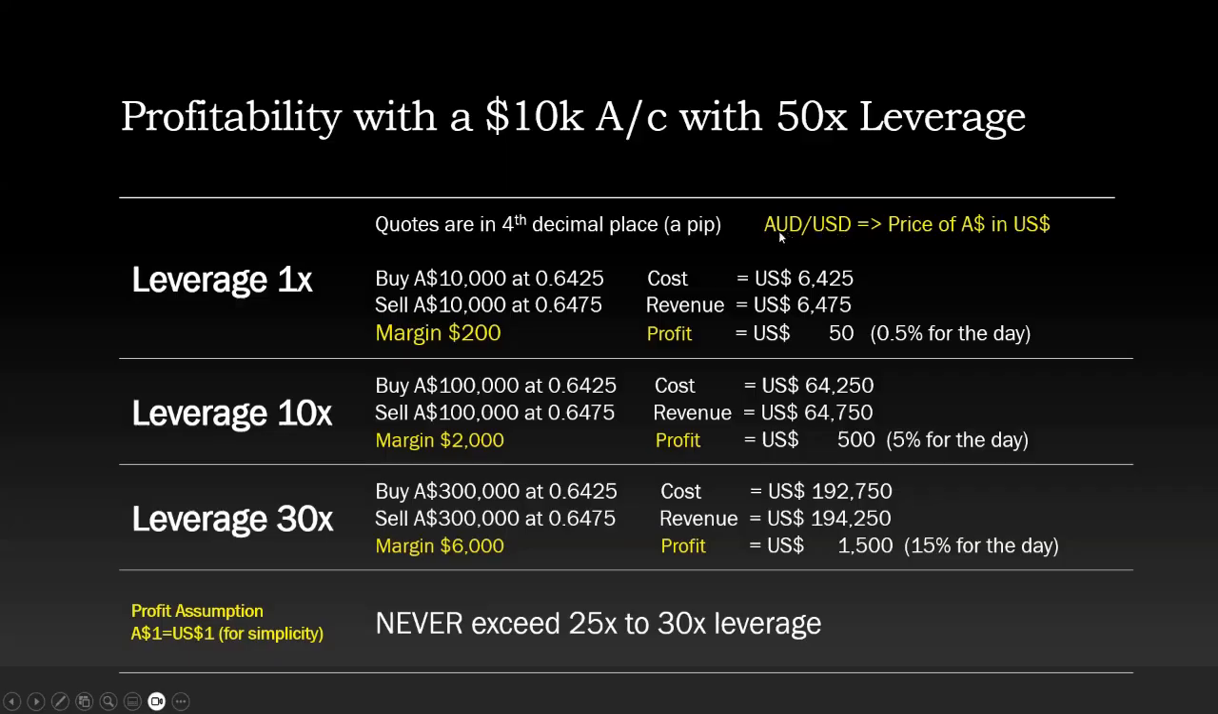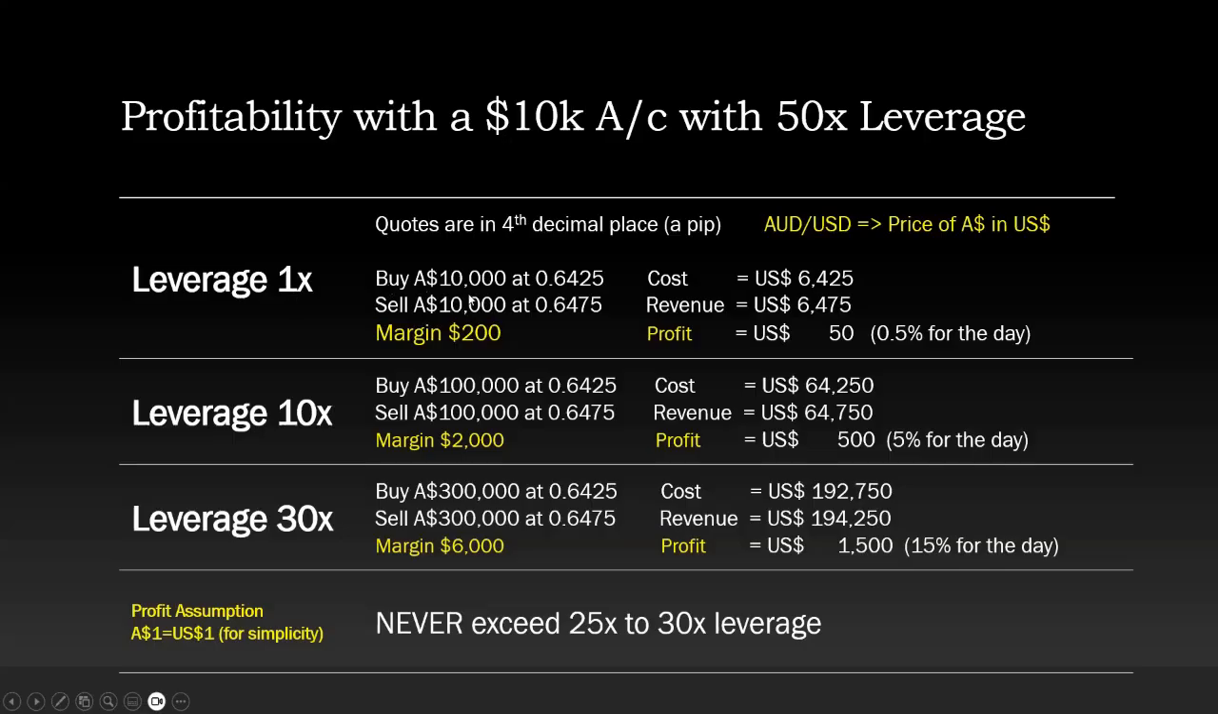You need to be aware of this convention because you could be trading this in Australia, you could be trading it in the US or Singapore. So the definition of this quote is, how many Aussies are you buying or selling, and how many US dollars would you have to pay? So let's take an example, $10,000.